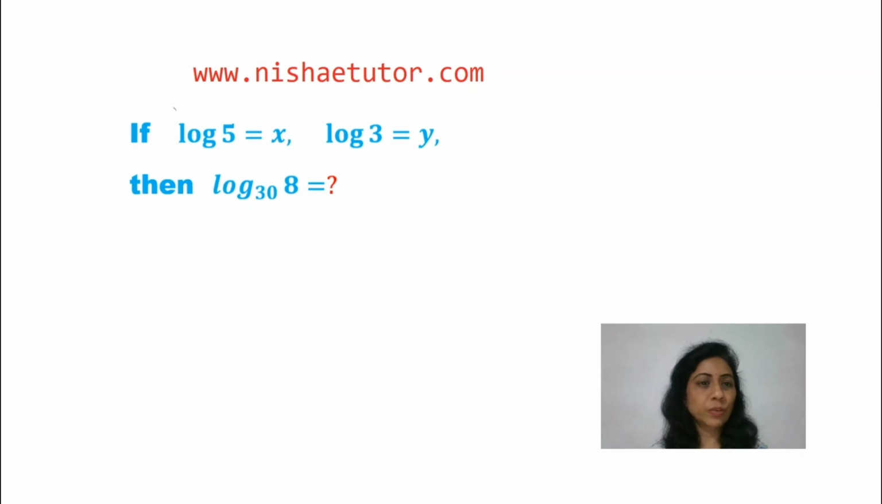Namaste. In this video, we are going to solve this problem. If given log 5 is equal to x, log 3 is equal to y, then find the value of log 8 base 30 in the form of x and y. Okay.